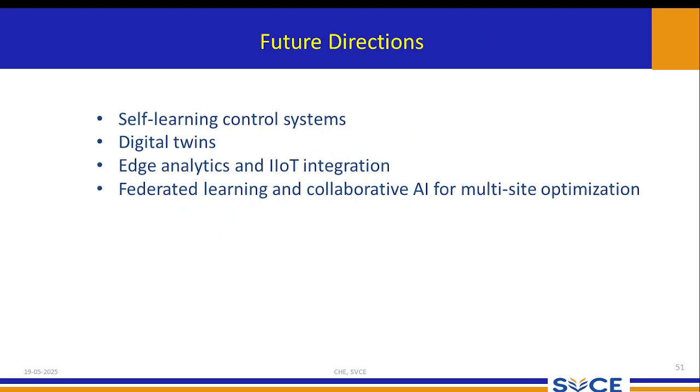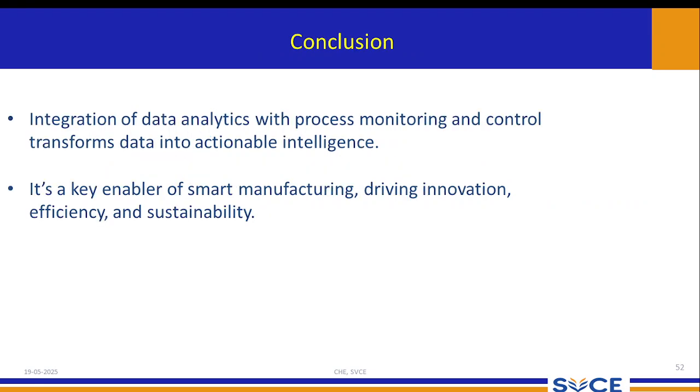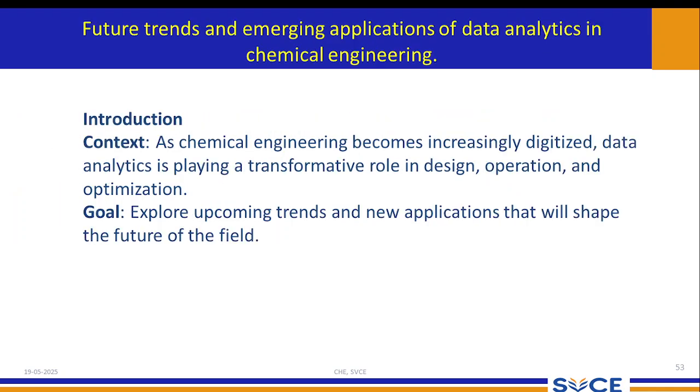With this, the future directions: self-learning control systems, digital twins, edge analytics, industrial Internet of Things integration, federated learning, and collaborative AI for multi-site optimization. So the conclusion: integration of data analytics with process monitoring and control transforms data into actionable intelligence. It is a key enabler of smart manufacturing, driving innovation, efficiency, and sustainability.